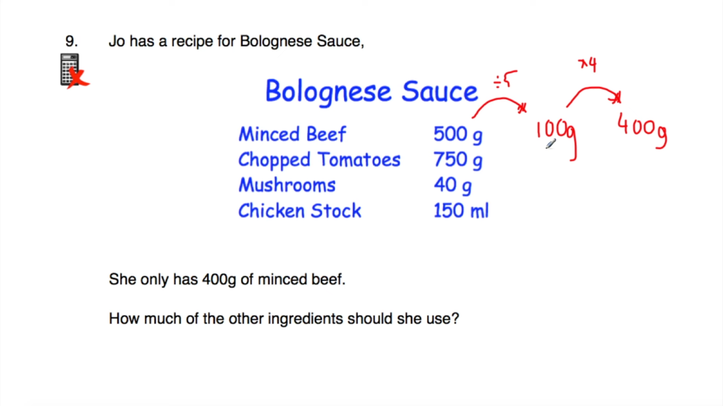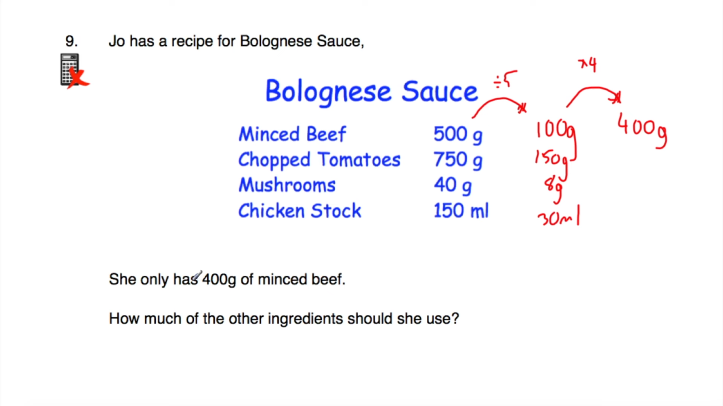So 750 divided by 5 is equal to 150 grams of tomatoes. 40 divided by 5 is 8 grams of mushrooms, and 150 divided by 5 would be 30 milliliters of chicken stock. So if she had 100 grams of minced beef, she'd need 150 grams of chopped tomatoes, 8 grams of mushrooms, and 30 milliliters of chicken stock.